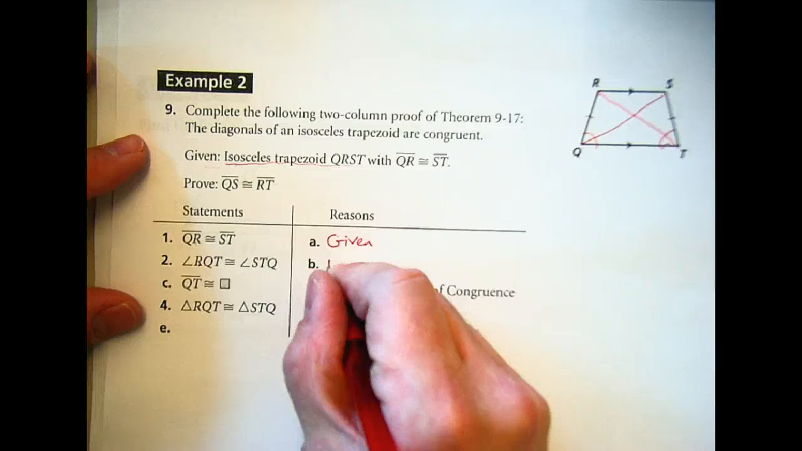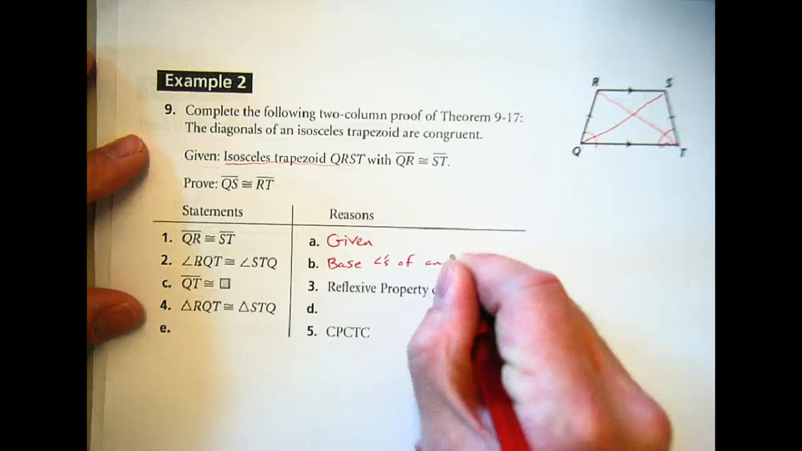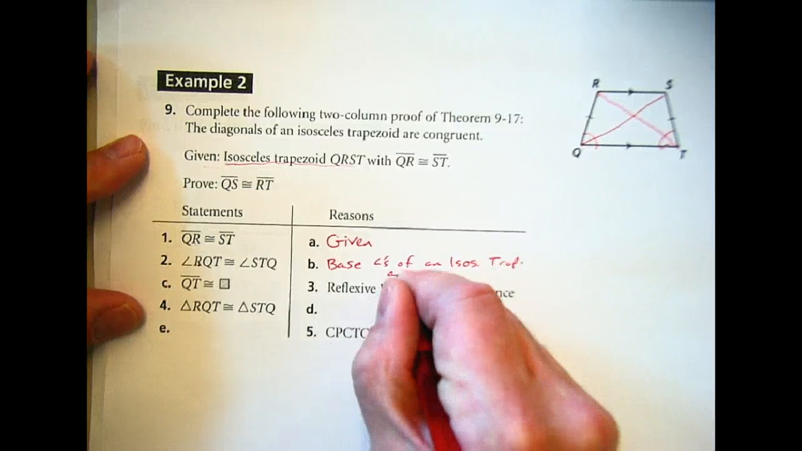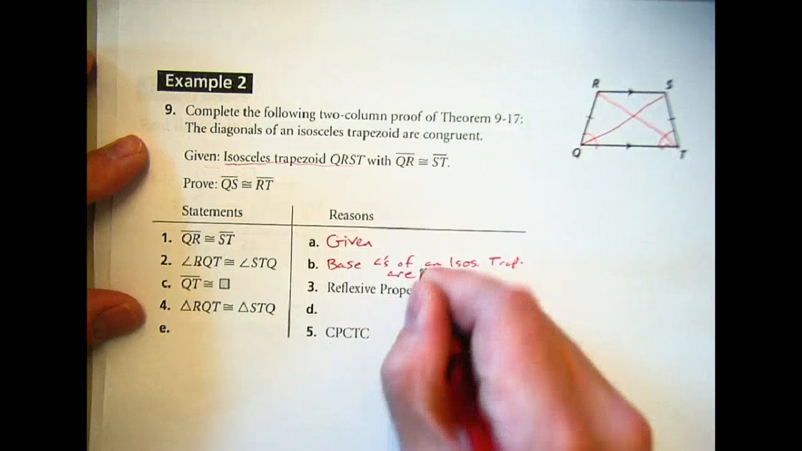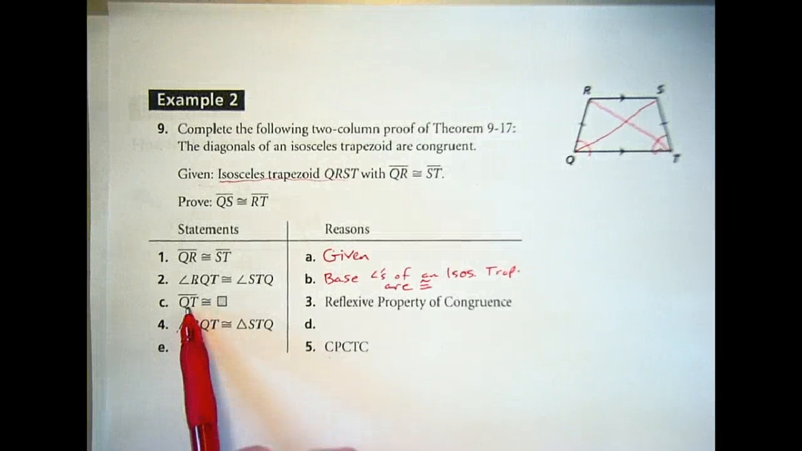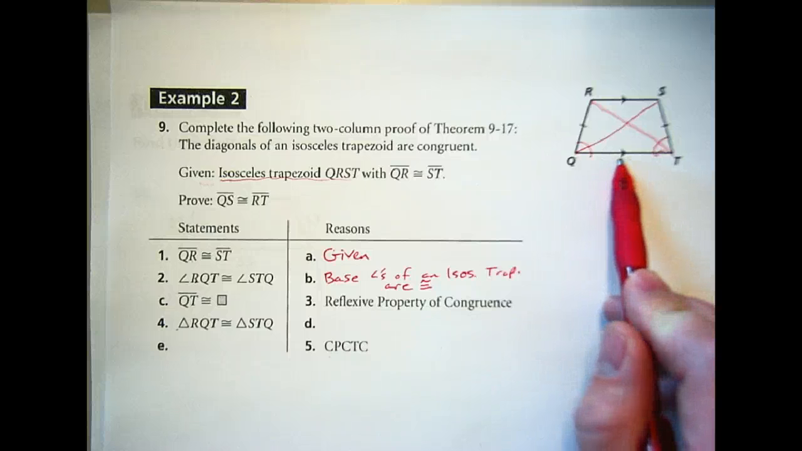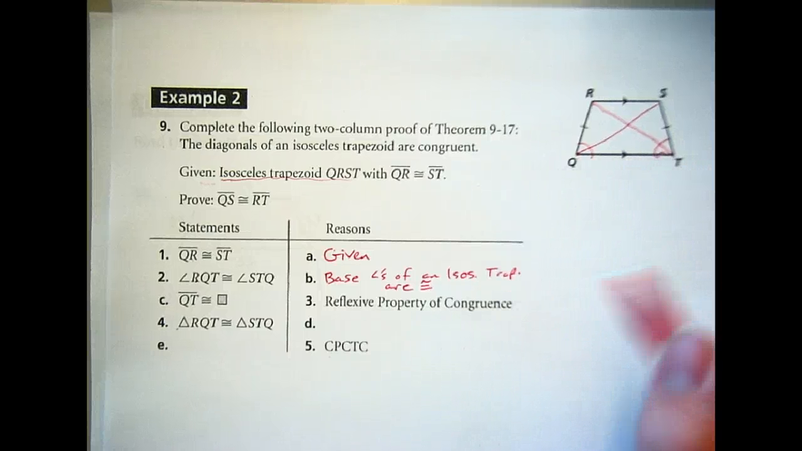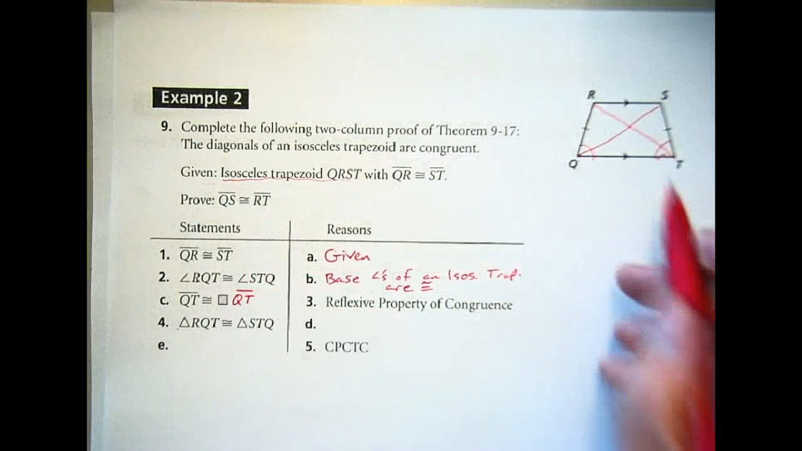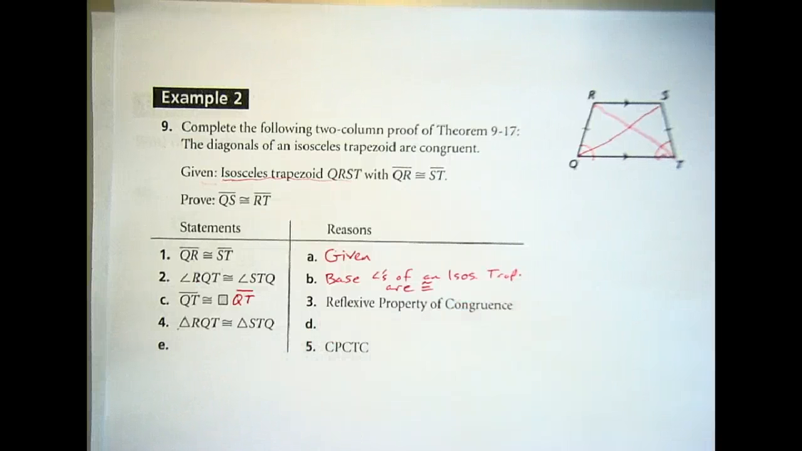I'm going to put base angles of an isosceles trapezoid or trap are congruent. Because I got to say isosceles and trap. Okay? QT is congruent to QT. That's pretty cute. It'd actually be TQ, I guess, if you're flipping the triangles, by reflexive property.